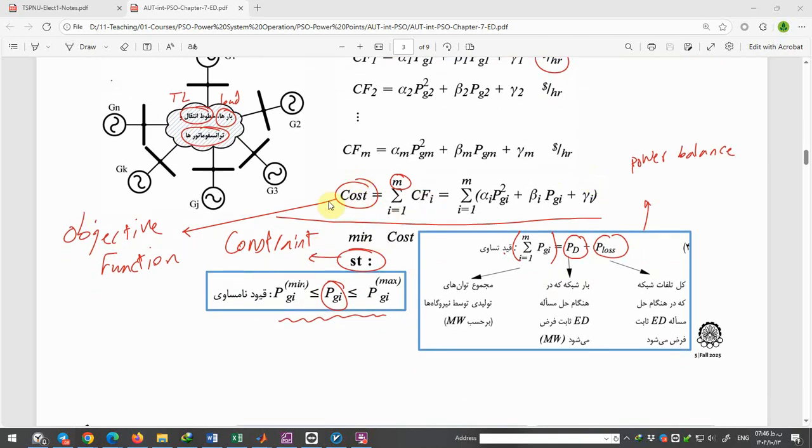This equation is called the objective function, but the constraint is the limitation of each generation between minimum and maximum, which is an inequality constraint, and we have an equality constraint that the whole generation would be divided to demand and the losses. It is the power balance.